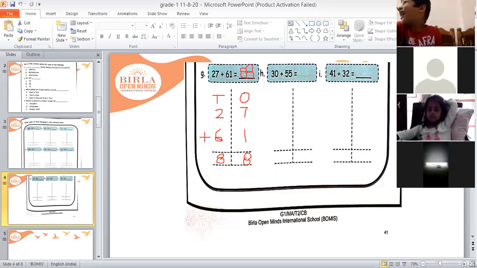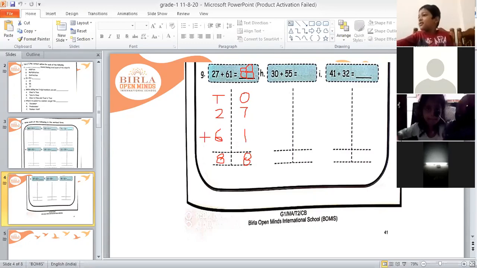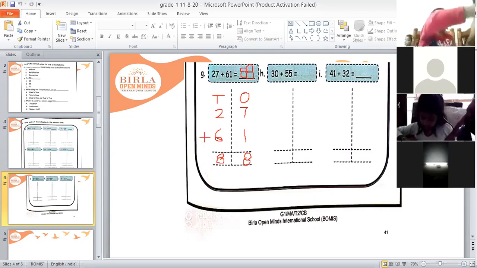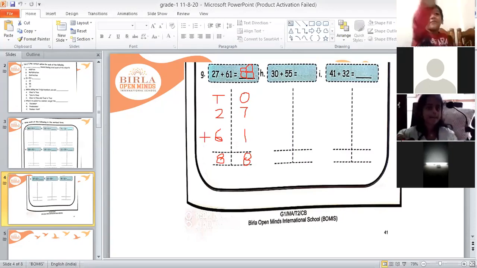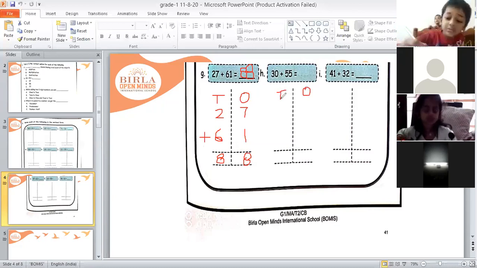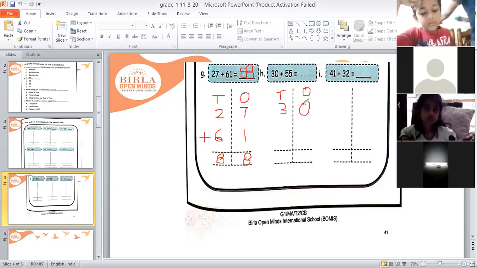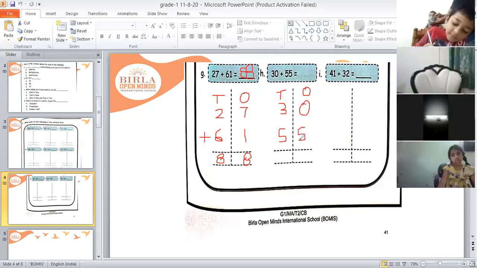Tanvisri, you read next question, bit H. 30 plus 55. So this is 30 plus 55. Very good. So we will arrange these numbers in ones and tens form, children. Okay. So we will write this 3 in tens column and 0 in ones column. Then we will write this 5 in tens column and then another 5 in ones column, and we will put plus sign beside this 5.